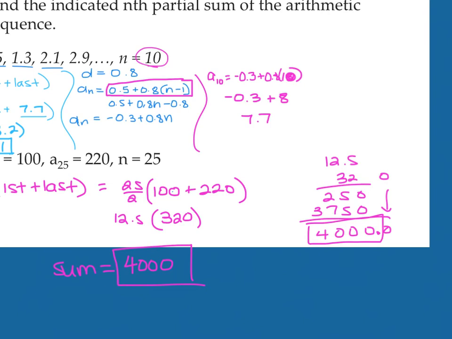Questions on either of those? So you're just going to get the content delivered to you in different ways. They're going to give you different information. You just got to be able to decipher what you have and what you need and how to get there.